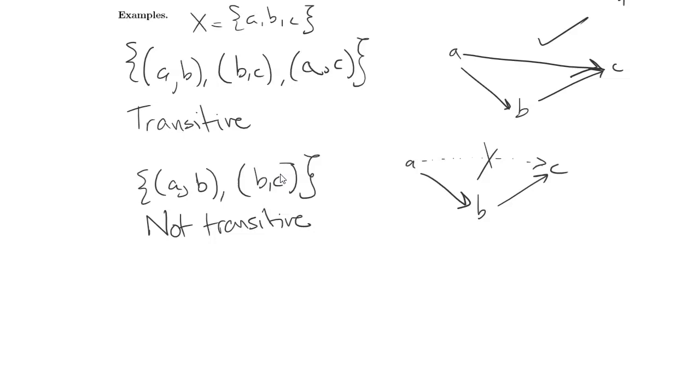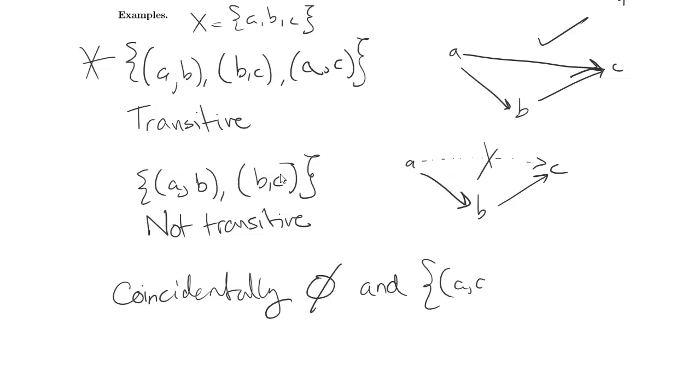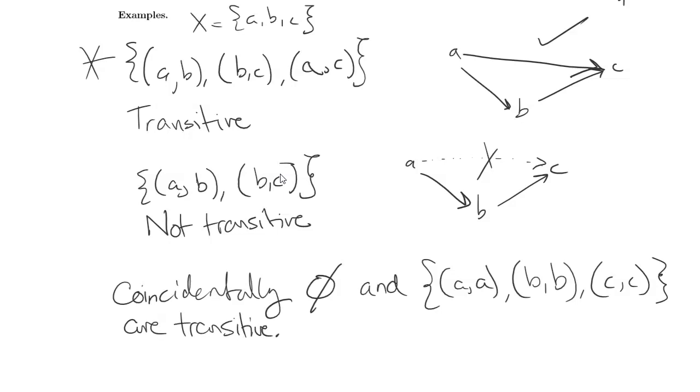I called this the smallest interesting transitive relation because you can go smaller, but it's kind of trivial that it's transitive. So I'll just say, coincidentally, the empty set and the diagonal relation AA, BB, and CC are transitive. But they're transitive for a trivial reason. They're transitive because there are no paths in these relations, right?